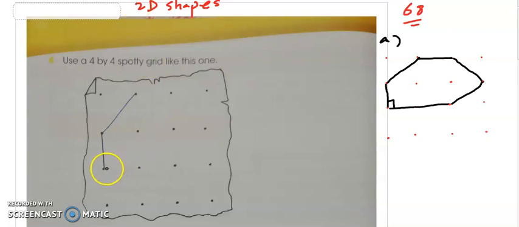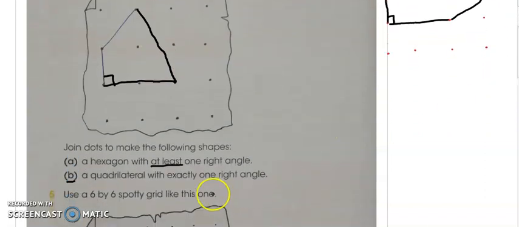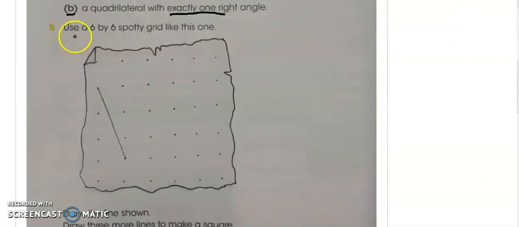So then let's have a look at this one. If I go to this one, I will increase it a little bit more, this one and then this one. Now you can see there is only one exact right angle. In the previous one when I joined, there were two right angles, but this time the question is bounding us. It's saying exactly one right angle. It should not be more than one right angle. The next question on this page is use a 6 by 6 spotty grid like this one.